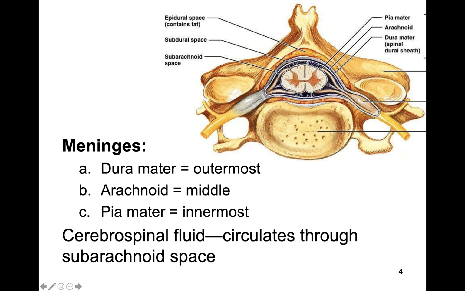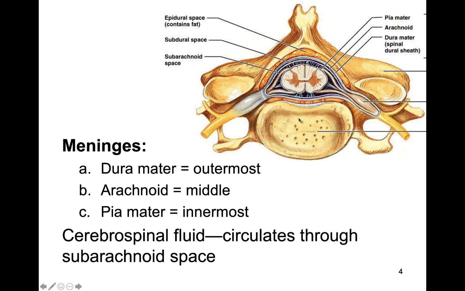And then sub means under. So there is this subarachnoid space after the arachnoid layer, and in this space, that's where the cerebrospinal fluid is circulating. So this space has cerebrospinal fluid, the dark space there. And then the innermost layer is the pia mater. It's right around the spinal cord, touching the spinal cord. And here, since we have the dura mater and there's some space there, that's called the subdural space.